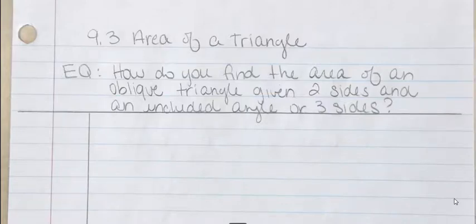All right, how do you find the area of an oblique triangle, meaning not a right triangle, given two sides and an included angle, or three sides? So I have two formulas for you today. They're both super easy depending on what you've been given.